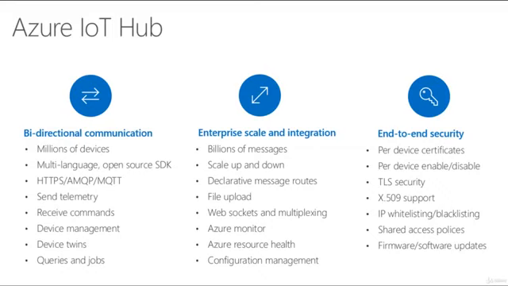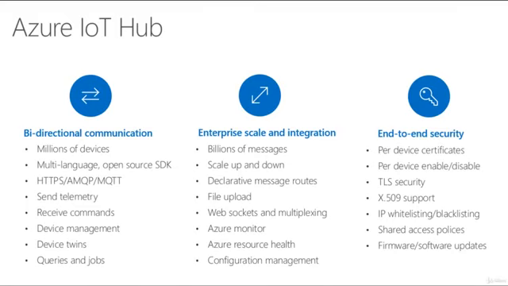We can have enterprise scale integration, billions of messages, depending on whether you create the IoT Hub on S1, S2, or S3, and we will see in the video how we will do it. We can upload files, we can check what is happening on our IoT Hub, and we can have end-to-end security with per-device certificates using X.509 support and TLS security, and we will go with shared access policies, how to connect to the IoT Hub, and we will see how to do it now when we start working from the portal.